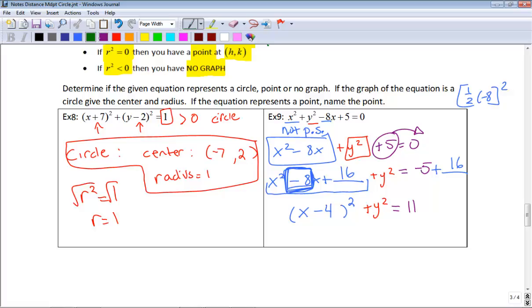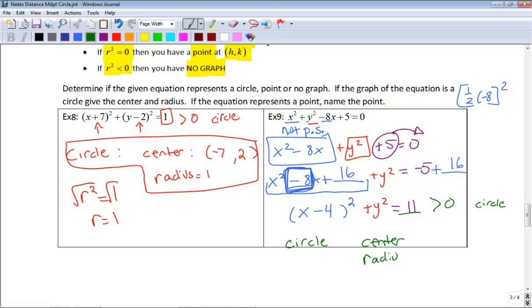So take a look at the number 11. Is this greater than 0, equal to 0, or less than 0? Well, 11 is greater than 0. Since I'm greater than 0, I am a circle. If I'm a circle, the directions say we'll name the center and also give the radius.